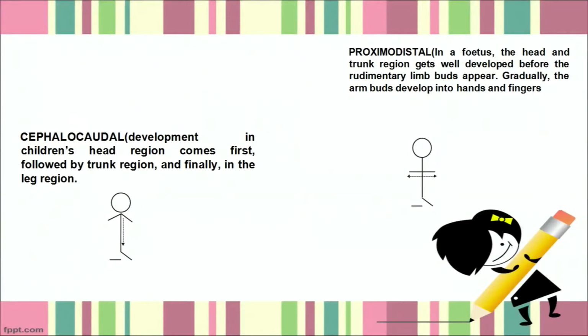The second pattern is proximodistal. Now, what do you understand by proximodistal? Proximodistal means near to far. When I say near, I mean the core of the body. That is the reason the head and the trunk region develops first, and then you see the rudimentary limb buds emerging in a fetus, followed by hands and fingers.